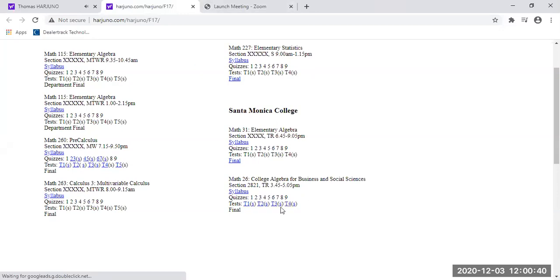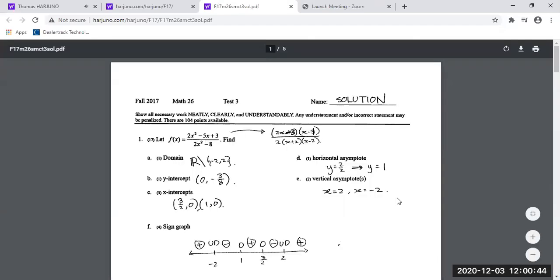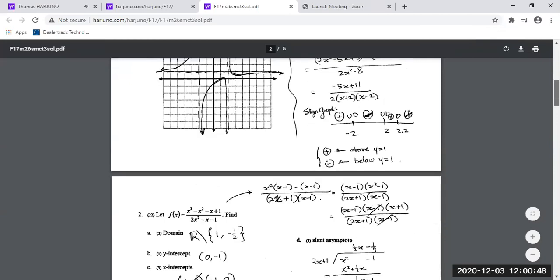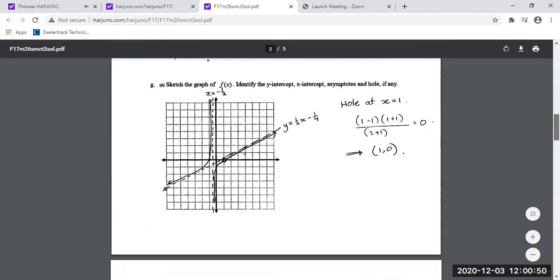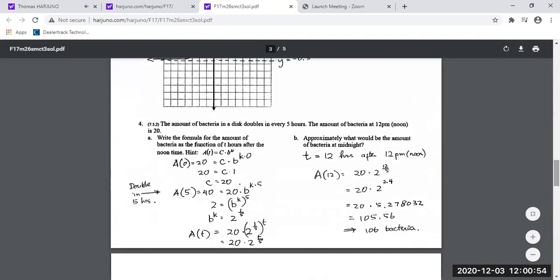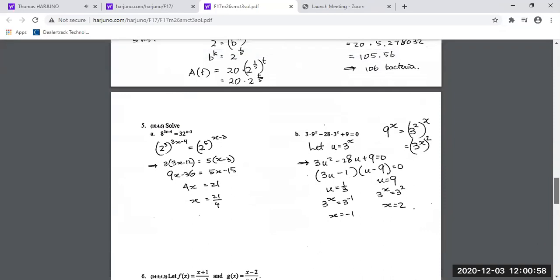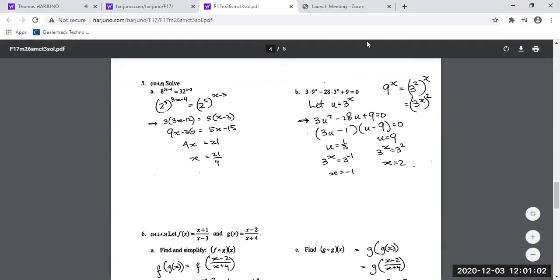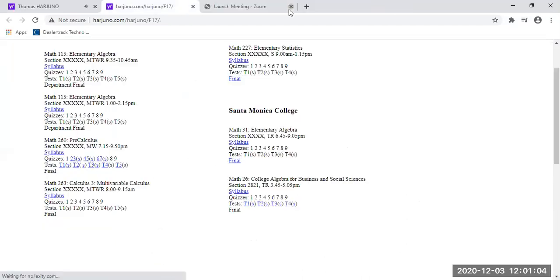Now, for you to find their rational functions, you may need to look at their test 3. Their test 3 has rational functions. So you want to study this. And they have exponential functions also there, the word problems, solving these exponential equations. I do expect you to know that.